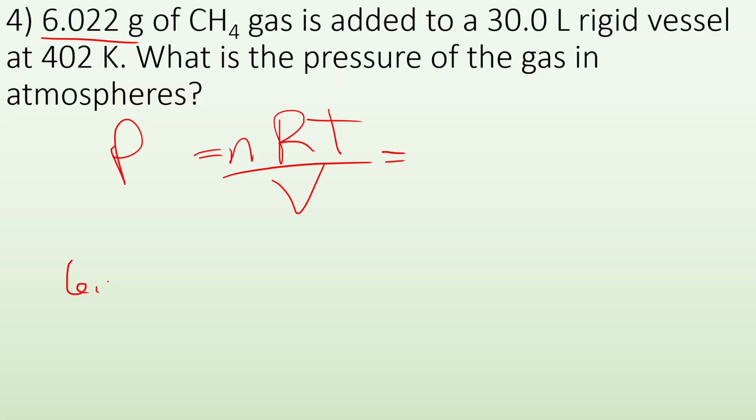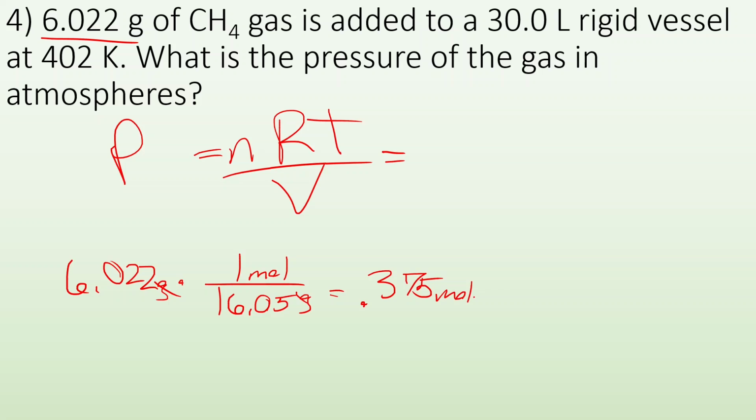So I get 6.022 grams. Well, what's the gram formula mass of CH4? I think it's like 16.05 grams for every 1 mole. Grams cancel out, and I end up with 0.375 moles of CH4. So now I can plug that in.